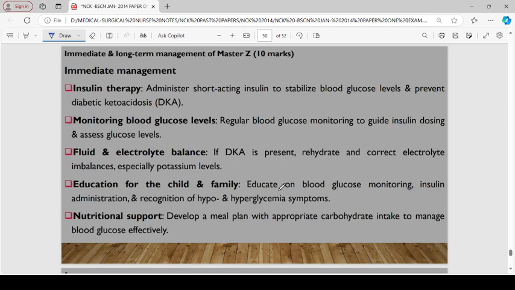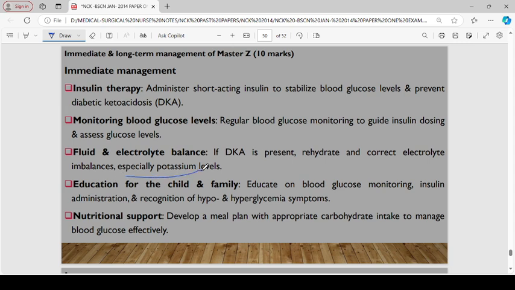So immediate management involves insulin therapy, where you administer short-acting insulin to stabilize blood sugars and prevent DKA. You monitor blood glucose levels to guide insulin dosing and assess glucose levels. And if DKA is present, you rehydrate and correct electrolyte imbalance, especially potassium levels.